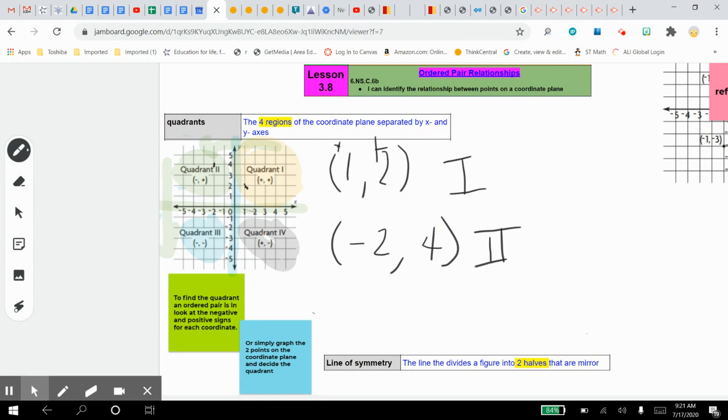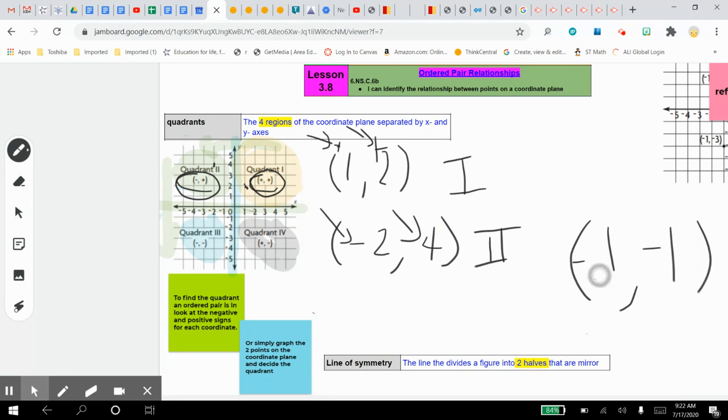In the green box here, though, it says you can just look at your signs. If you have a positive and a positive, okay, right here, a positive and a positive, that's quadrant one. On this one, I have a negative and then I have a positive. A negative and a positive are here. This is quadrant number 2. So if I give you one more and I say I have (-1, -1), okay? I have a negative and a negative. So if I have two negatives, that's going to be over here in quadrant number 3. So this would be quadrant 3.